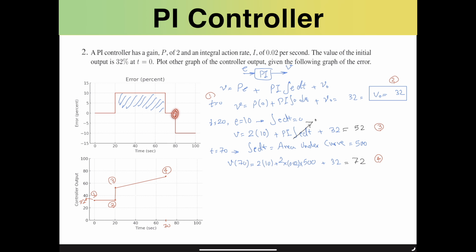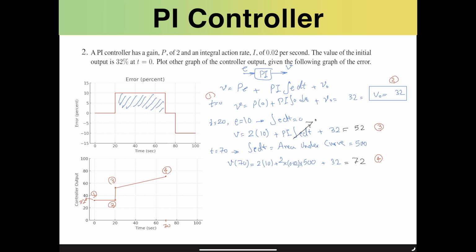Moving forward, we have the next breakpoint at 80. Let's try to calculate what happens at t equals 80. Now let's think about the next points of interest over here. So we were here, right here at t equals 70. However, right after 70, just after t equals 70, we are dealing with a different error value. Even though the area under the curve before that is going to be the same all the way from 0 to here, the error right after t equals 70 is going to be 0 compared to right before 70, which was 10.